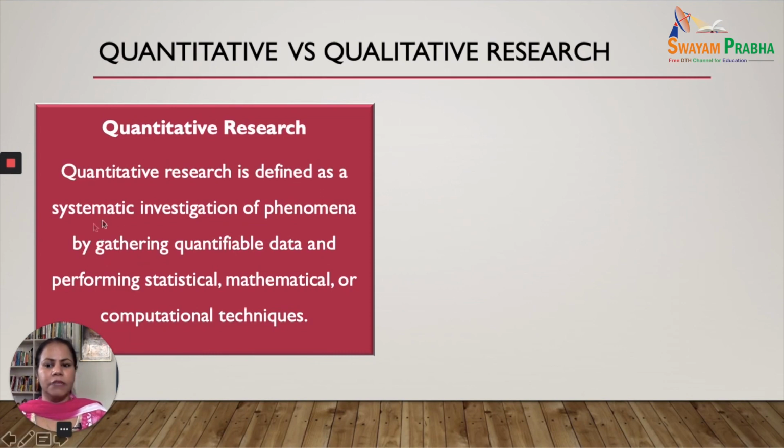Another important thing which you have to notice is systematic investigation. So systematic investigation means it follows orderly process. It follows a systematic process of investigation to get an answer to any question. And whatever numeric data we gather, we perform the statistical and mathematical or computational techniques to interpret that data. So in quantitative research process, you need to understand that here we gather the quantifiable data, and after gathering the data we perform the statistical techniques and then analyze, and then we interpret the findings. And the most important thing is that quantitative research follows a systematic investigation.